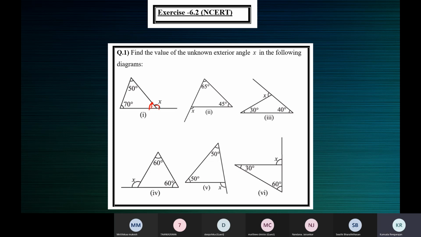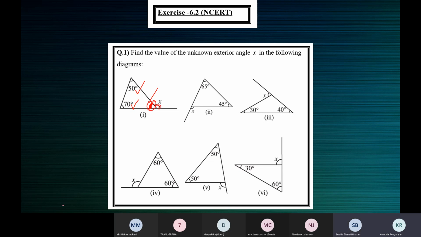Which are the interior opposite angles? Ma'am, 50 degrees and 70 degrees are the interior opposite angles. Correct. You should ignore the adjacent interior angle. There are three interior angles, and this one is the adjacent interior angle. You should ignore this one. So Swati, what is x?